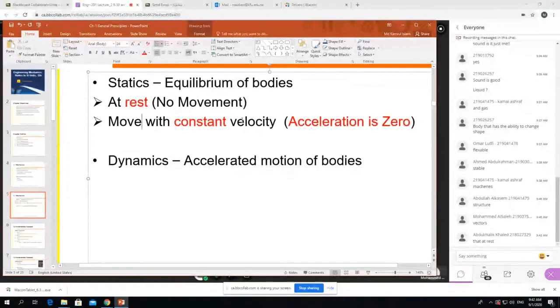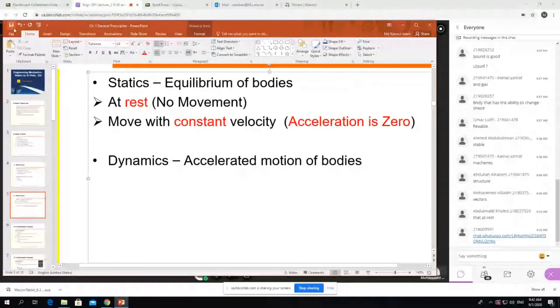So there are two things that can happen. One, the body is at rest. There is no movement. That means velocity is zero. So if there is velocity zero, then no movement. But if there is some velocity but acceleration is zero, then it will be said statics. If there is acceleration, then we will say this is dynamics.